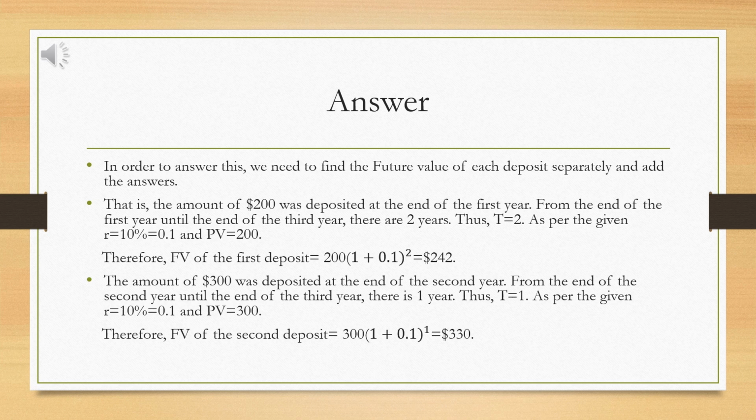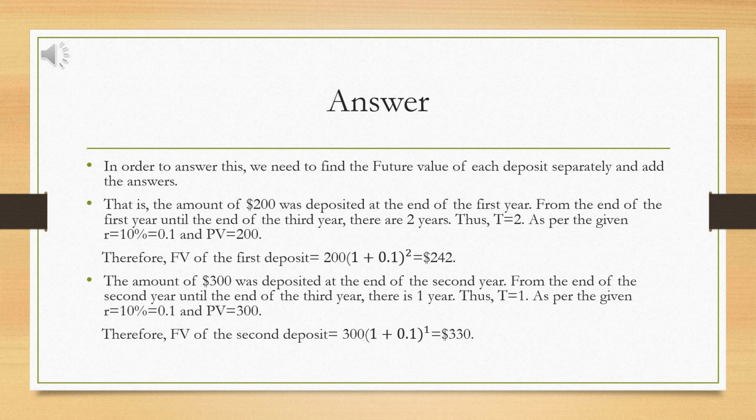That is, the amount of $200 was deposited at the end of the first year. From the end of the first year until the end of the third year, there are 2 years. Thus, T is 2. As per the given, R is 0.1 and PV is 200. Therefore, future value of the first deposit equals 200 times 1.1 to the power 2, which is $242.